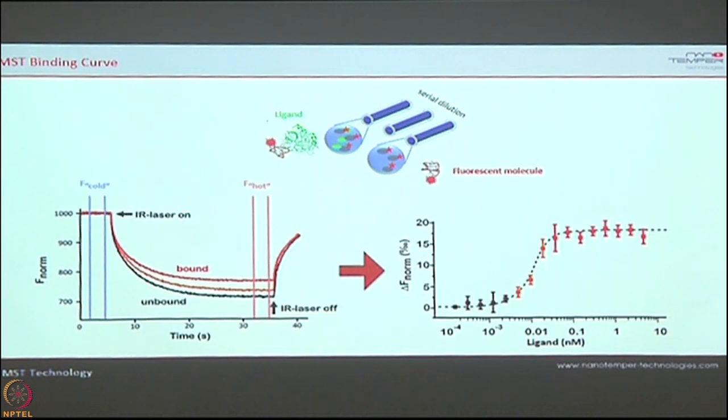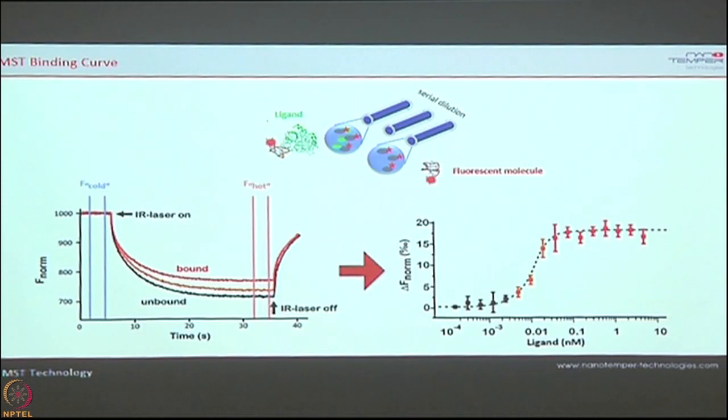Just by the change in thermophoretic behavior from the bound state to the unbound state, you are able to determine the KD. Since this technique is very sensitive to size, charge, and the hydration shell, you always get differences in the thermophoretic behavior, which helps you determine the binding affinity. The biggest advantage is you are using smaller volumes, you have no interference from the buffer, and there is no limitation with sizes.